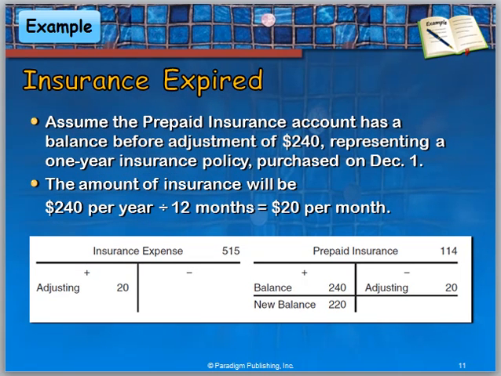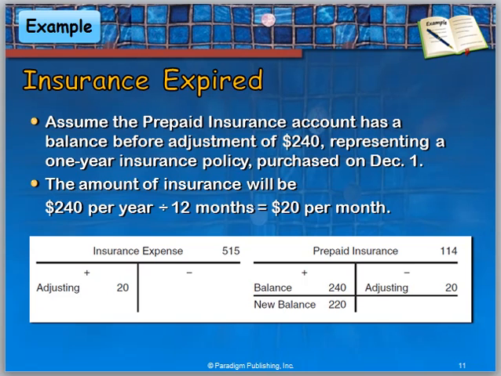Now let's look at an insurance example. Our prepaid insurance account had a balance of $240, and that was for a 1-year insurance policy purchased on December 1st. So 1 year is 12 months. So what we're going to do is divide our premium cost, $240, by 12 months, and that gives us $20 per month. So we're going to depreciate that $20 a month.